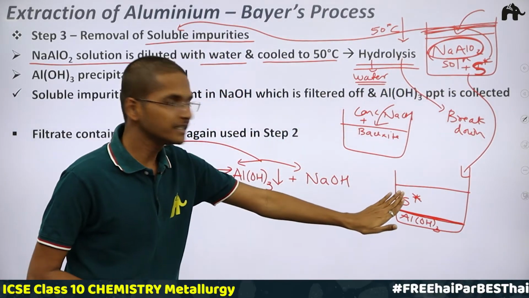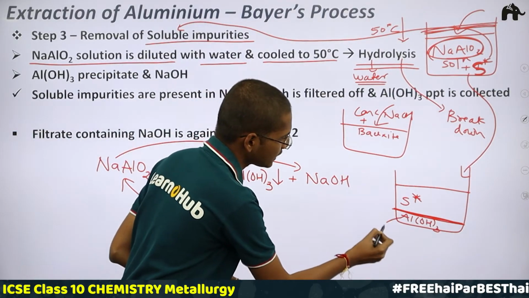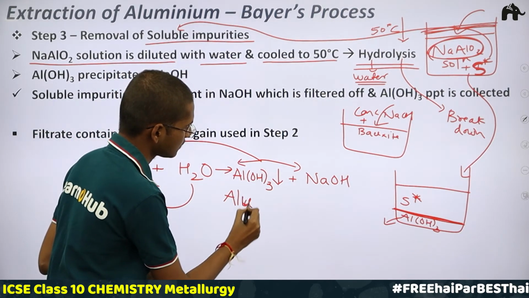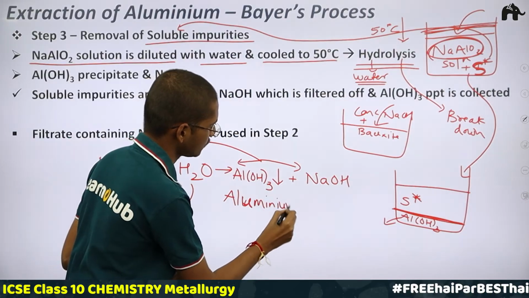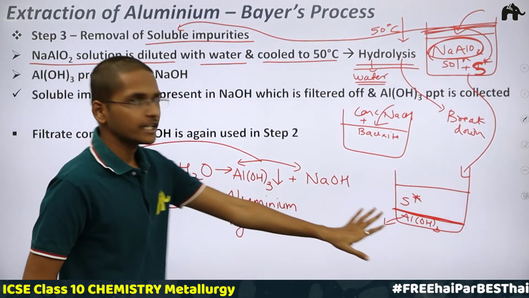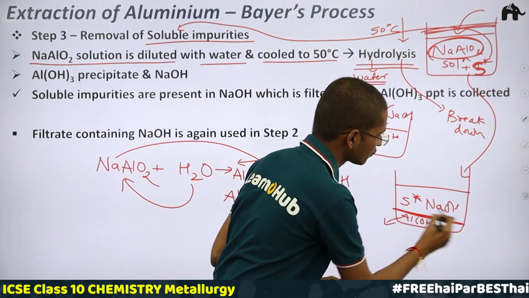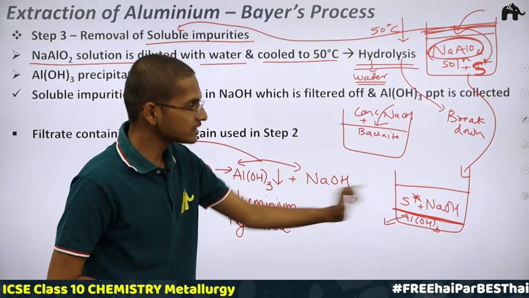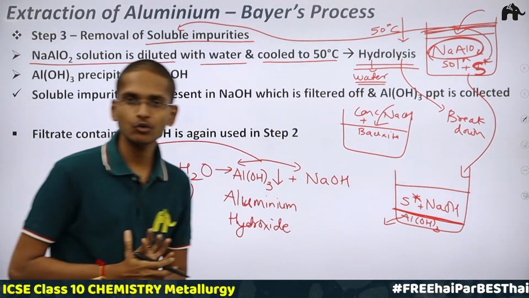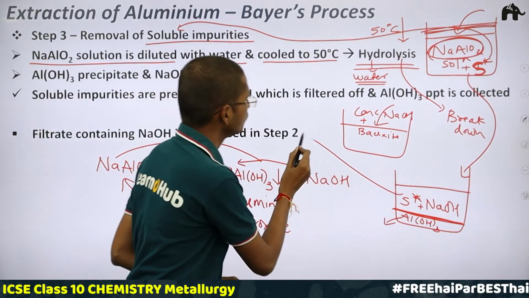So what we would do is, we would filter it. After filtering, we would get Al(OH)3, aluminium hydroxide. You may be knowing its name. And after filtering out, we would get this NaOH solution along with the soluble impurities. But this time we are actually going to use this. Here this soluble impurity along with NaOH solution, we are going to use it.